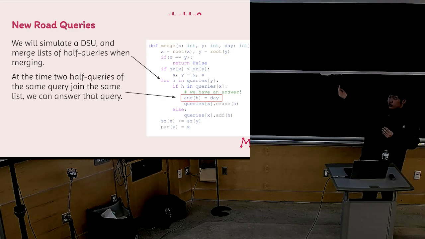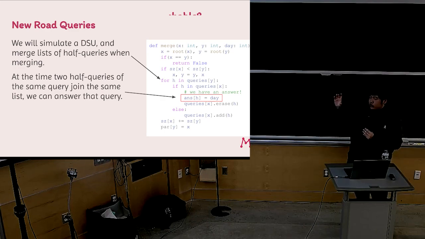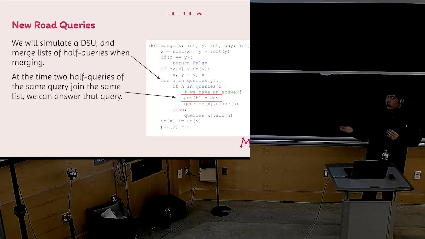So we can see that this is very similar to the DSU code that we had from last lecture, except we've added this block in the middle to deal with the queries, as we found that the DSU was a natural way to store and maintain these queries.